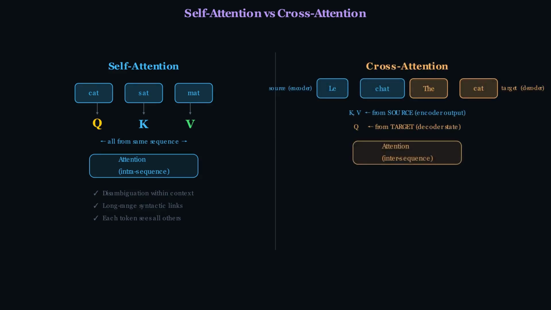In cross-attention, queries come from one sequence, the target, while keys and values come from a second sequence, the source. This bridges 2 modalities: translation, image captioning, or grounding a generated answer in a reference document.